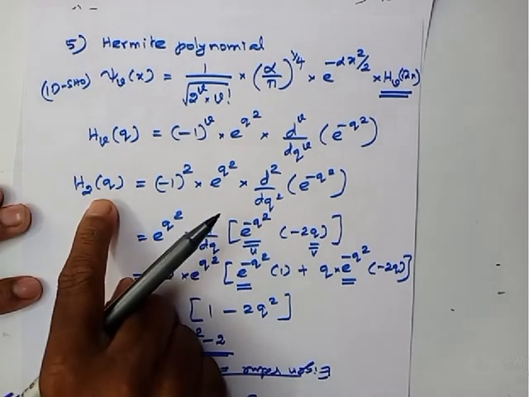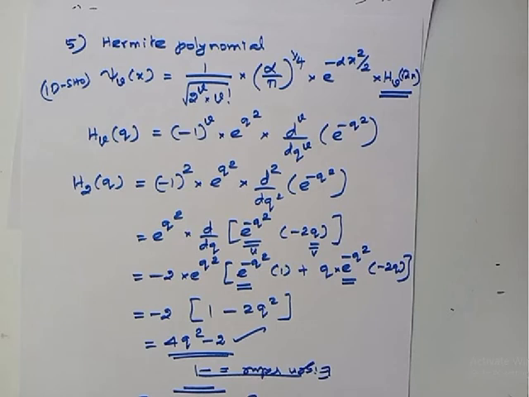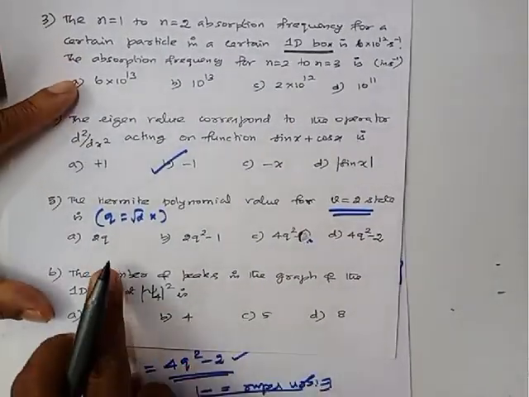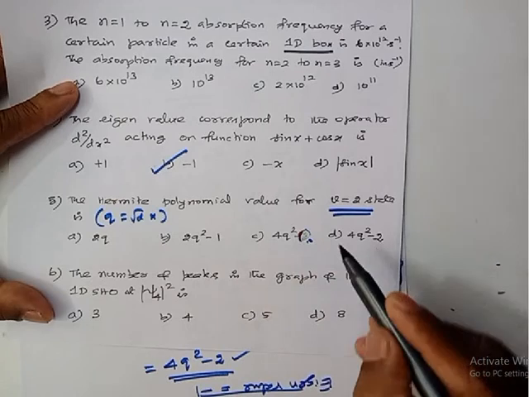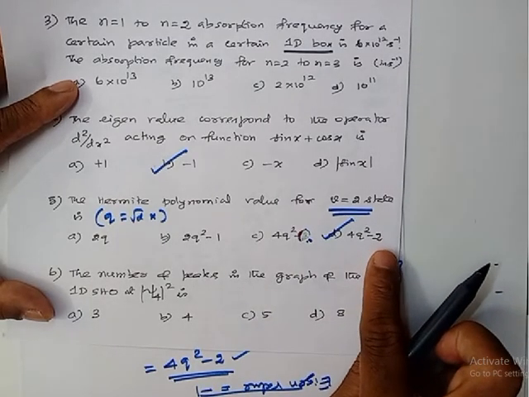This is the answer for the Hermite polynomial for the v equal to 2 state. Okay, take note. This is the value of the Hermite polynomial for v equal to 2 state. So the correct option for this question is, if you go through the options, option D. We have 4q square minus 2. Right? Take it down.